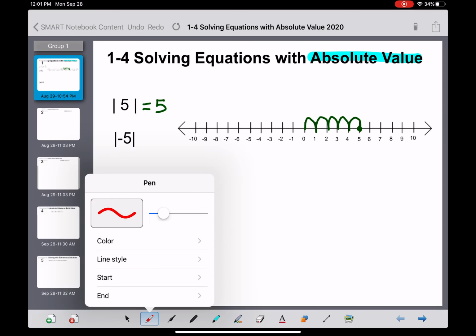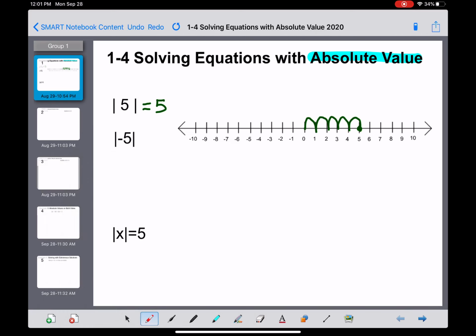Looking at negative 5, how many spaces away is negative 5 from 0? 1, 2, 3, 4, 5. The absolute value of negative 5 is also 5. When you take the absolute value of a number, whether it's positive or negative, the answer will always be positive, because absolute value represents distance, and distance or length is always positive.